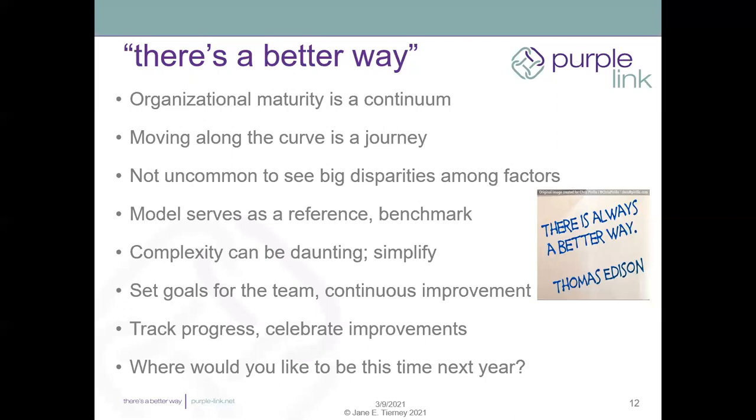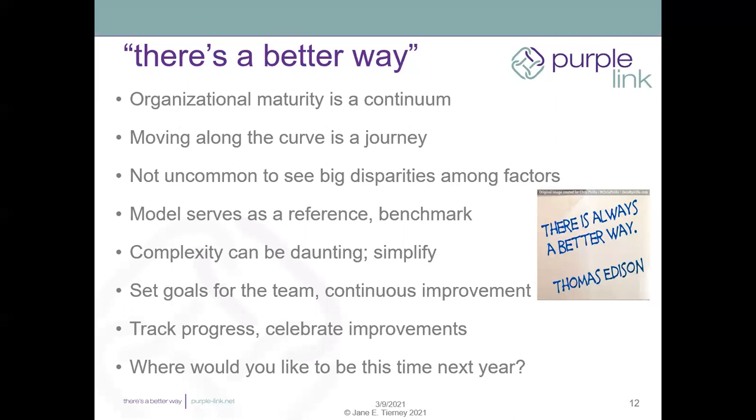Again, be honest, figure out where you want to be, how you can move forward. This model should serve as a reference, as a benchmark. The complexity can be really daunting, and it's easy to simplify it. Don't make it harder than it is. You could spend a lot of time trying to figure out, am I a 2? Am I a 3? I do these, but I don't do these, with this list of activities in there.